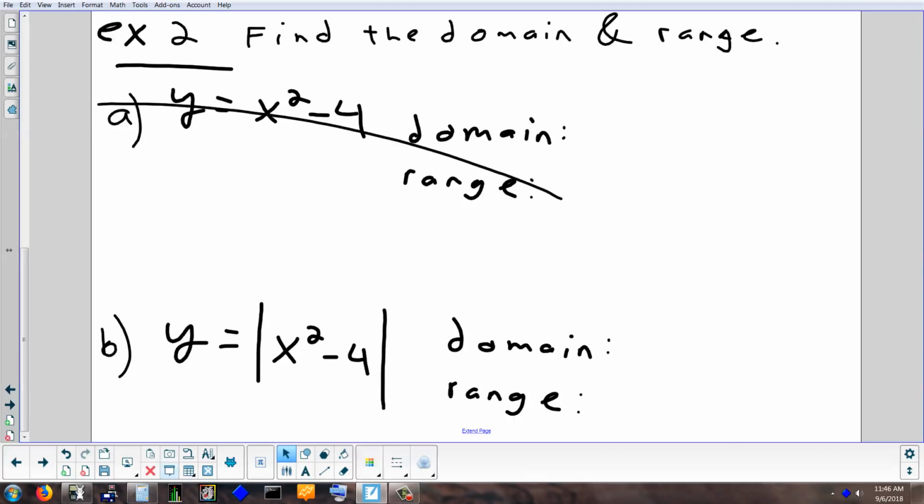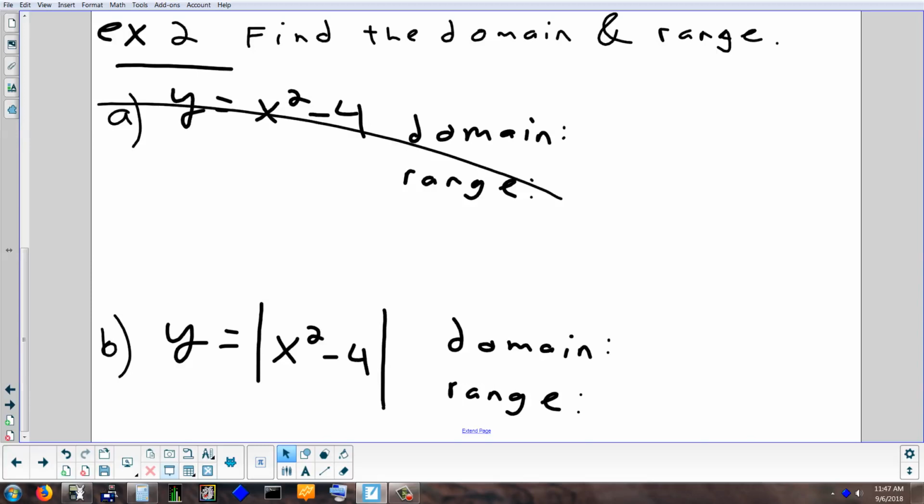Let's start with the domain. So domain is what you plug in for x. Look at what you're doing to x. Are you taking a square root of x? No. Do you have a fraction where there's an x in the bottom of it? No. So you're not taking a square root. You're not dividing by zero. That means the domain is all real numbers.